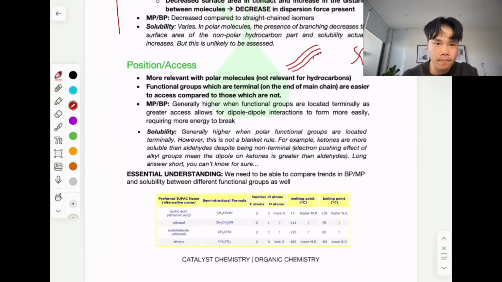Position and access. So if you have a functional group that exists on a molecule, if it's easier to access on the end of the chain, it will have a higher melting and boiling point compared to a molecule which has a similar functional group, but is on a harder to access part of the chain, such as being in the middle.